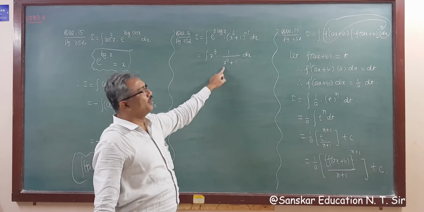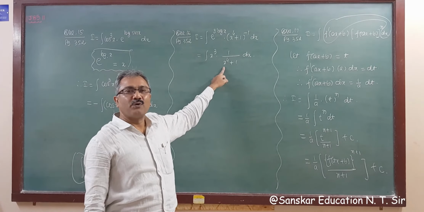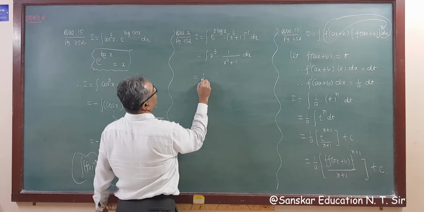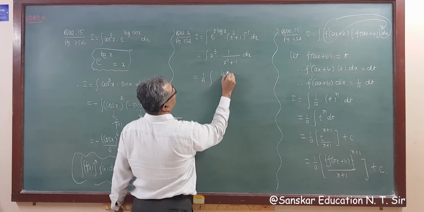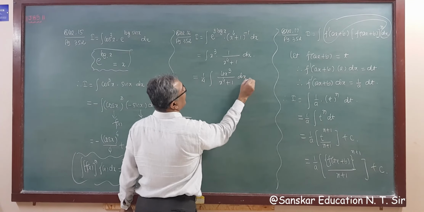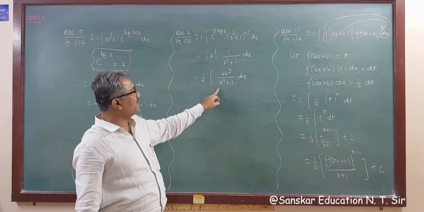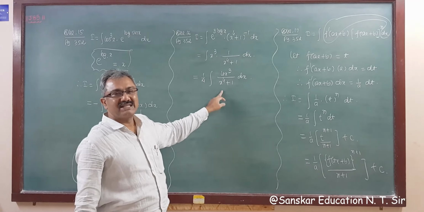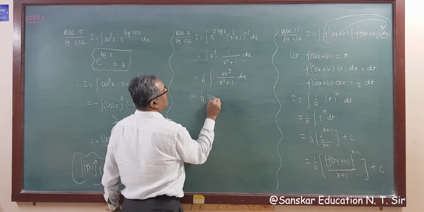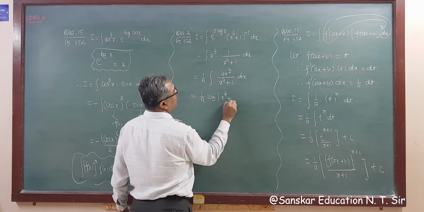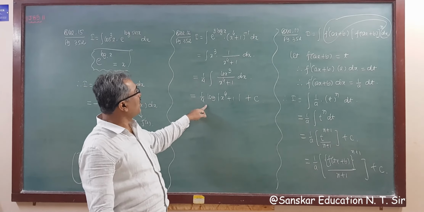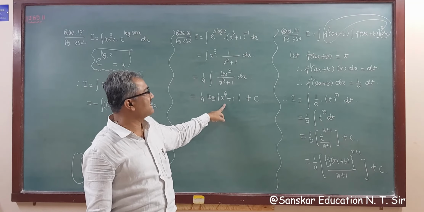Now the derivative of the denominator is 4x cube, here it is only x cube. So divide and multiply by 4, 1 upon 4 integration 4x cube upon x raised to 4 plus 1 dx. The derivative of the denominator is in the numerator, then the answer of this is log. So the answer is 1 upon 4 log of x raised to 4 plus 1 plus c.